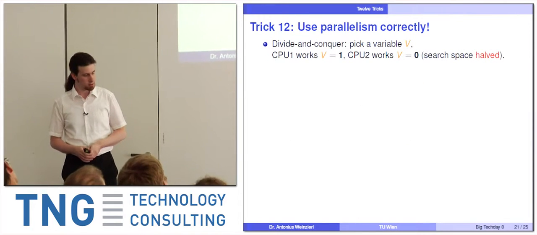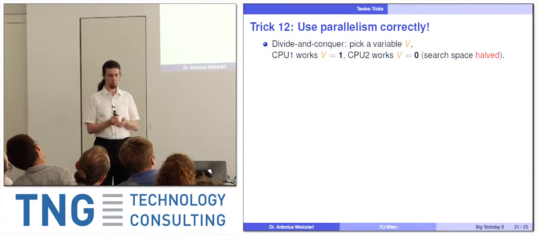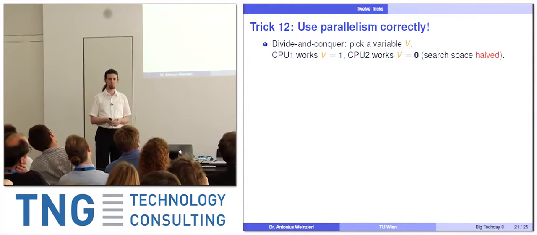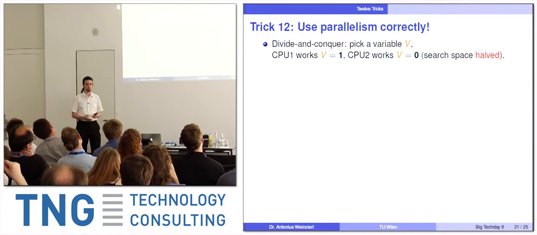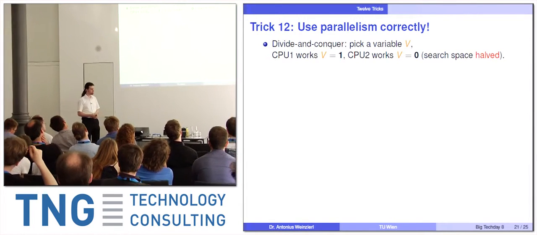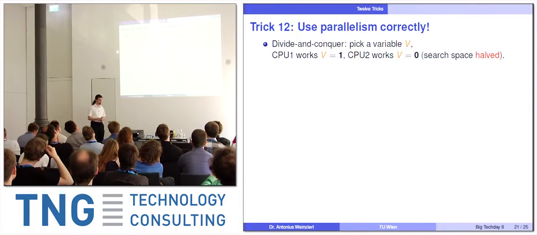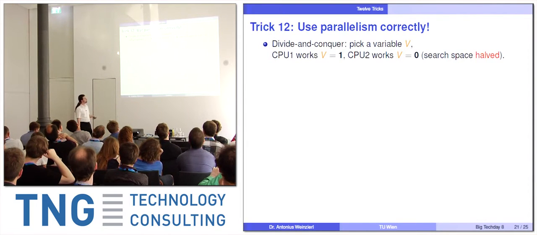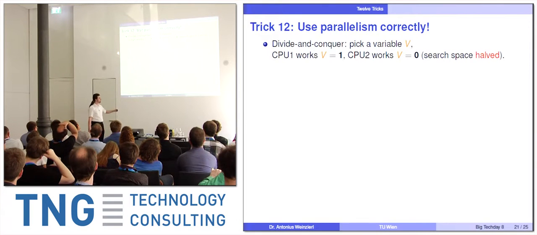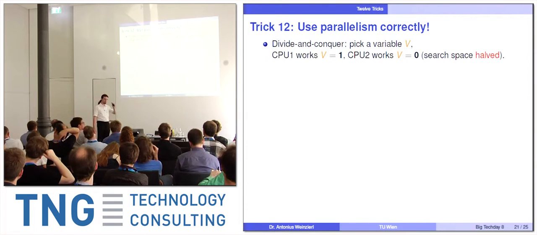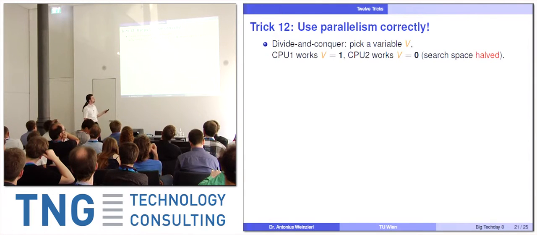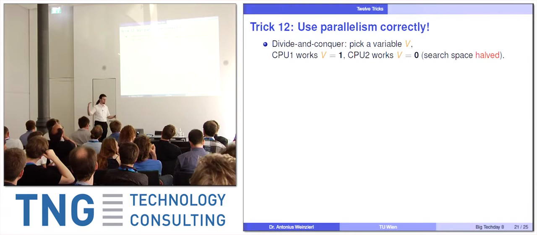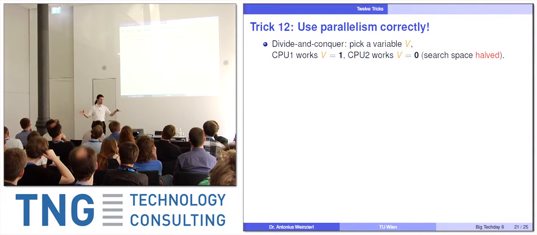Okay, and then this last trick. Every one of you probably has a computer with more than 1 core, because nowadays we have all those multi-core machines. So the question is, how do we use this parallelism optimally? The naive way is divide and conquer. I pick a variable, and then I say, okay, CPU 1 works on every assignment where V is true, and CPU 2 works on the other one where V is false. So we split our search tree, 1 CPU working on the one, the other CPU on the other one.